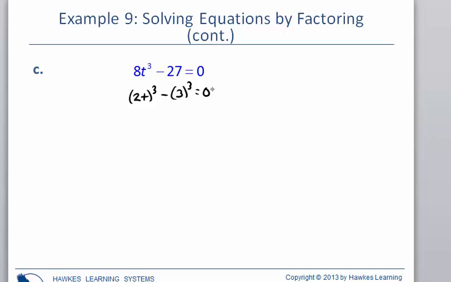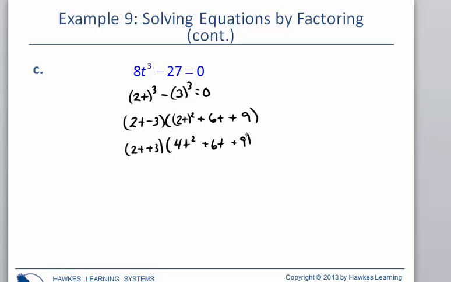Remember that that formula says to do the first one minus the second one. So we're going to do 2t minus 3. Then we'll do the first one squared, so 2t squared, plus the 2 multiplied together. So 2t times 3 would be 6t. Plus the second one squared, so 3 squared is 9. And we'll clean that up just a little bit. So 2t squared is going to be 4t squared plus 6t plus 9. And this is going to be set equal to 0.